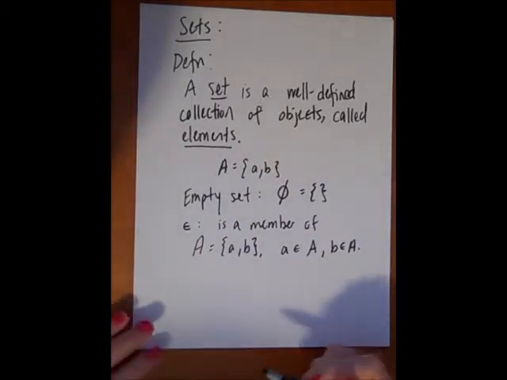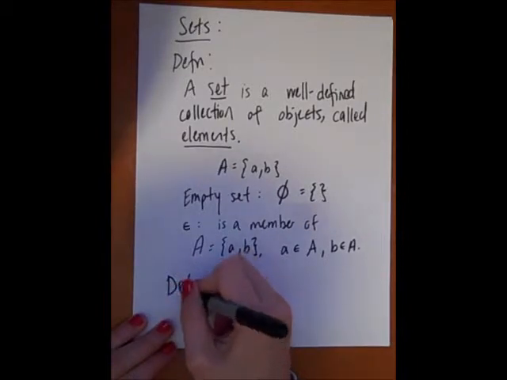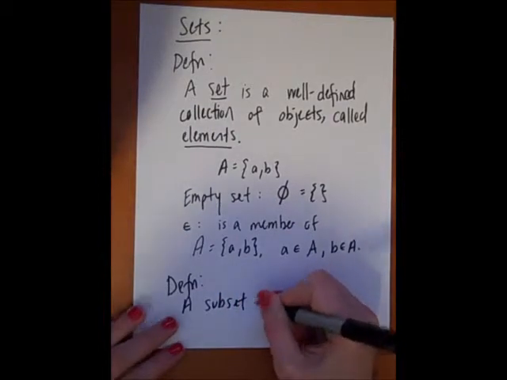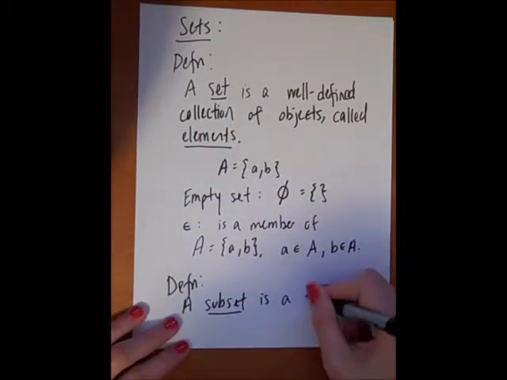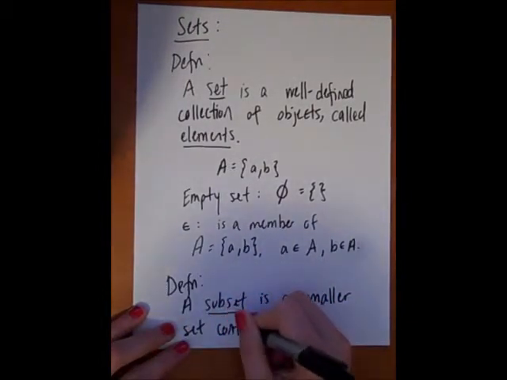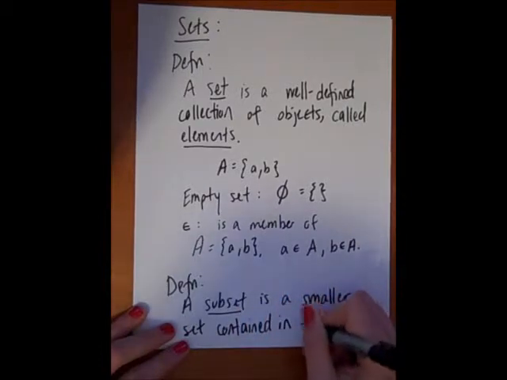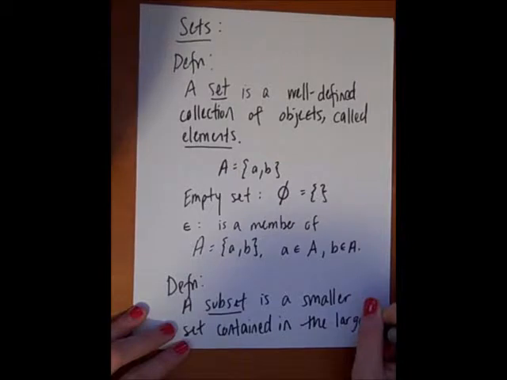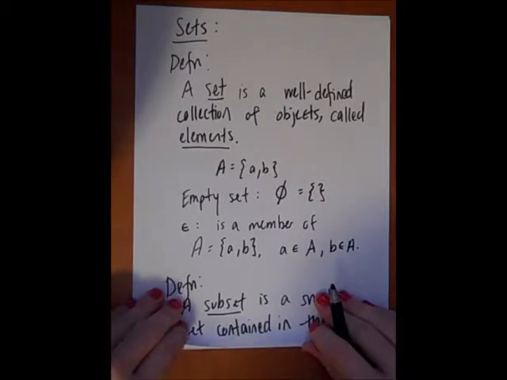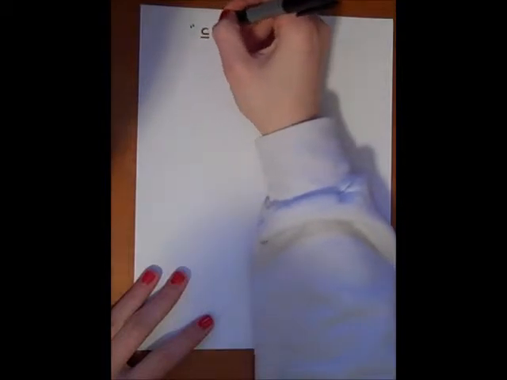Now that's not to be confused with a subset. So here's a different definition. A subset is a smaller set contained in the larger set. And this also has special notation, much like with "is a member of." A subset we write this way. You can think of it as a less than or equal to sign. This is almost like it's a smaller set.